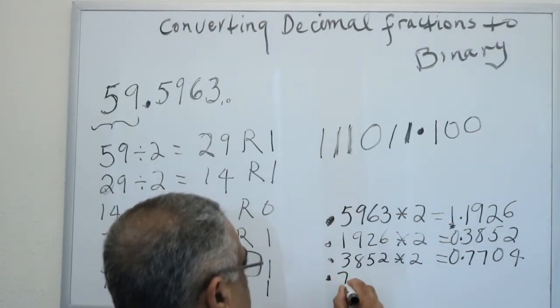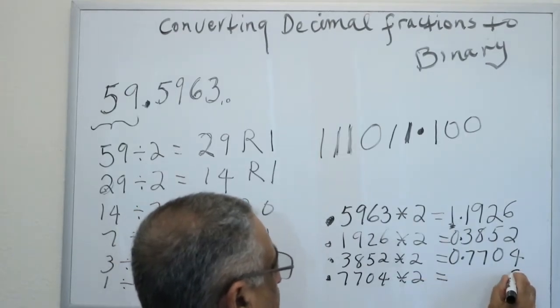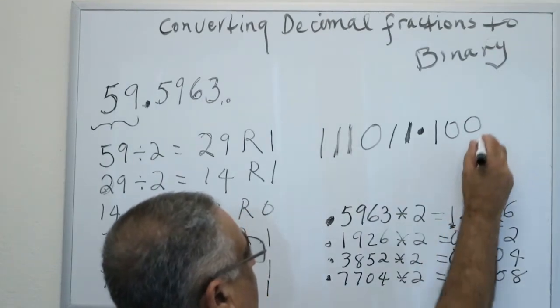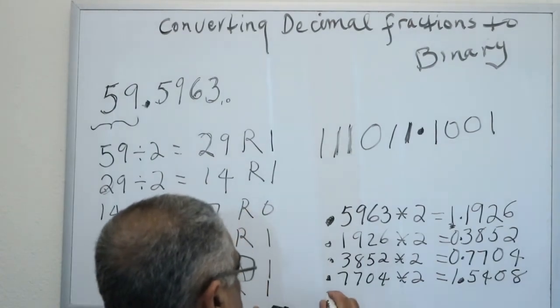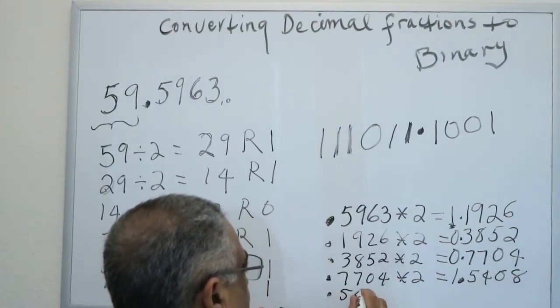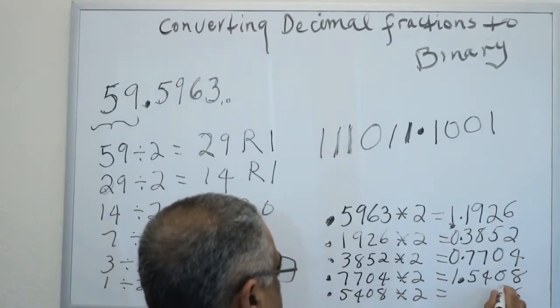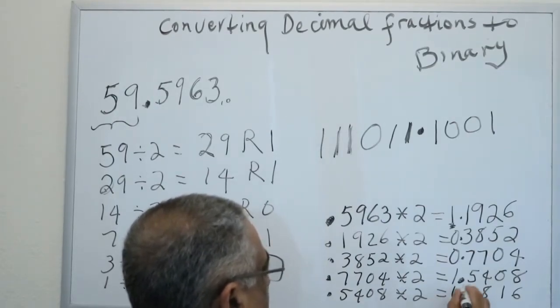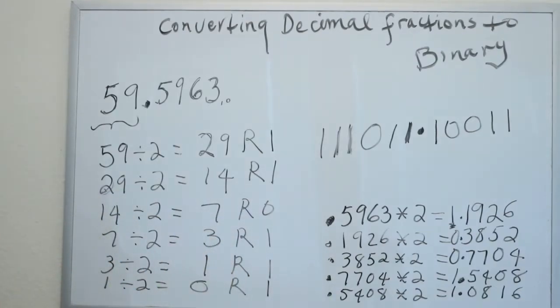Then continue. 0.7704 times 2 is going to be 1.5408. So that's a 1 there. We still continue. 0.5408 times 2 gives 1.0816. So I'm going to stop right here at 5 places of precision. So that should do it.